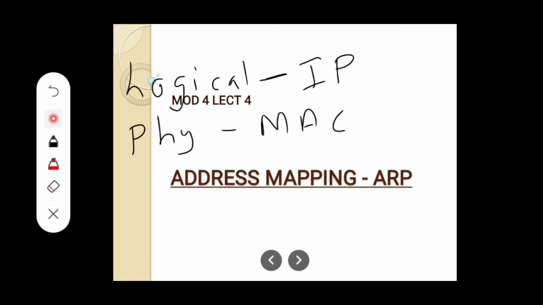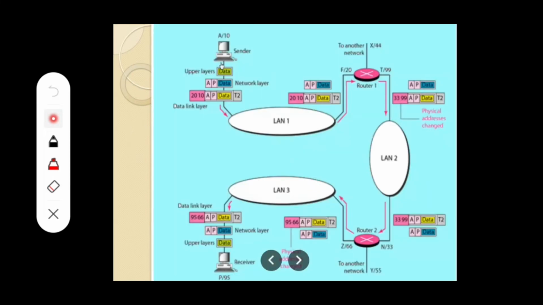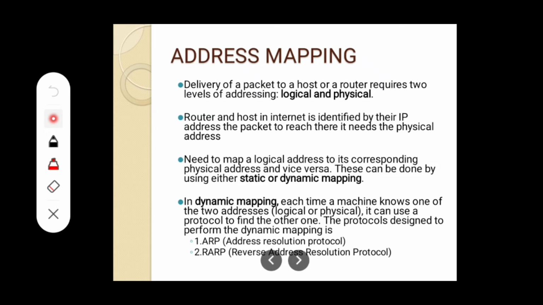Okay, this is the basic concept in IP addressing. Okay, this is the basic concept in address mapping. Okay, so what is the purpose, what is address mapping? Okay, so delivery of a packet to a host or a router requires two levels of addressing, logical and physical. We have already explained that.